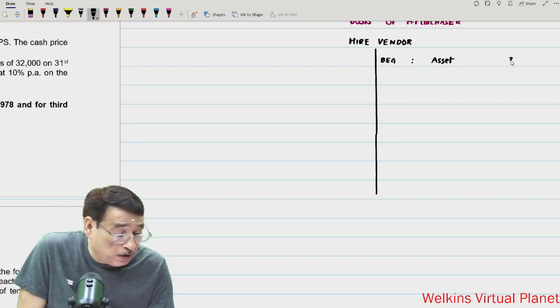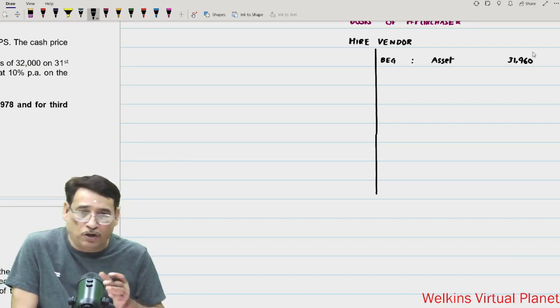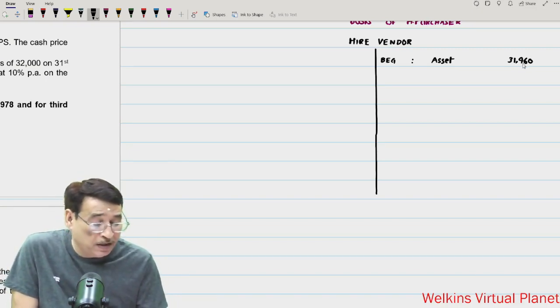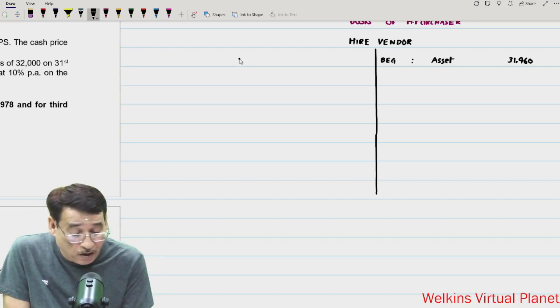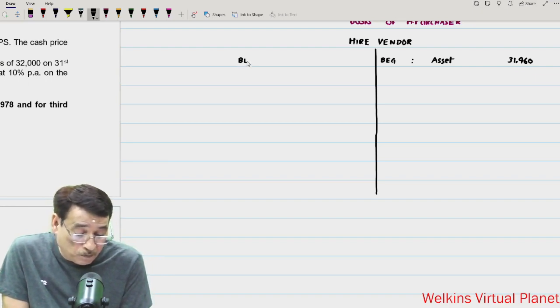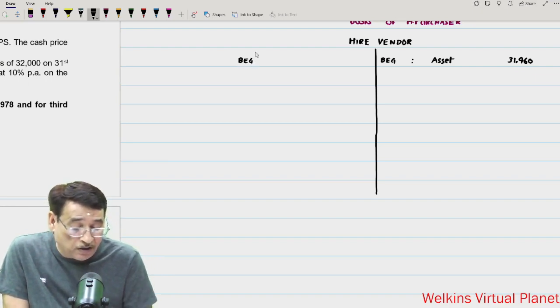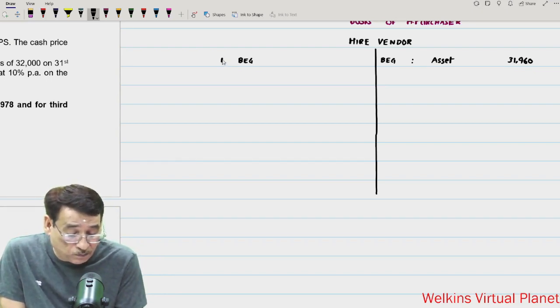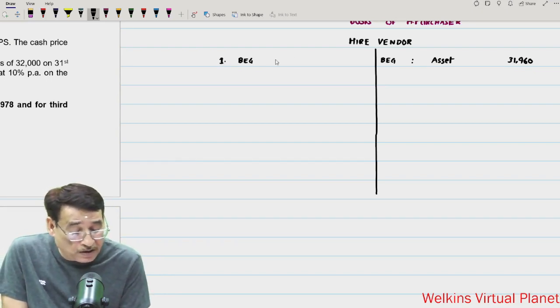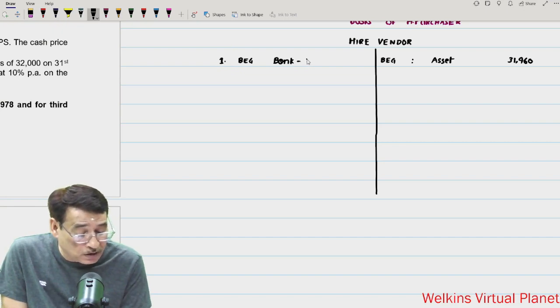And I told you in the last session also, this entry you will pass with the cash price. And cash price happens to be the cost price for the purchaser, 31,960. On the same date, in the beginning of the first year, you are going to make the payment, down payment, hire vendor account debit to bank account. So this is your down payment. Amount of down payment is 8,000, which is given in the question.